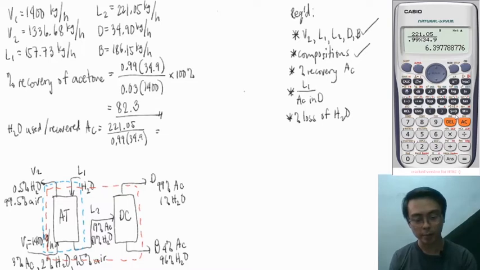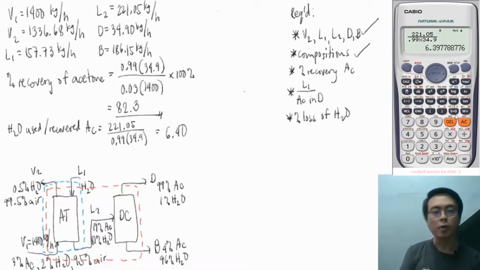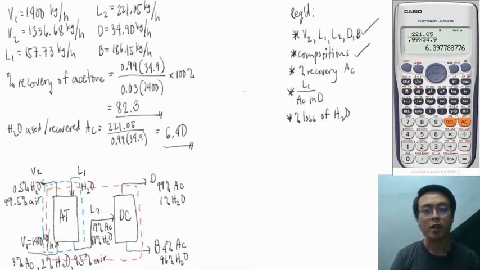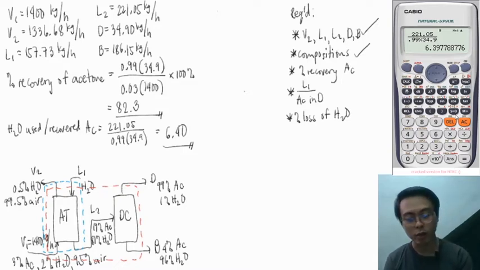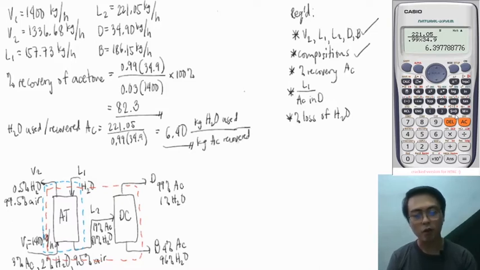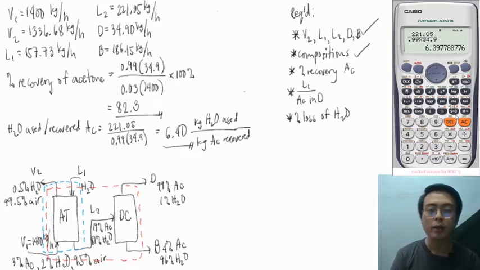So the result is 6.40. What does 6.40 mean? This number means that 6.40 kilograms of water is used to recover 1 kilogram of acetone. So the units here are kilogram water used per kilogram acetone recovered. These types of ratios are very important in deciding whether a process is efficient or not. If you take a look at this value, 6.4 kilograms of water is a lot of water that needs to be used per kilogram of acetone that will be recovered.